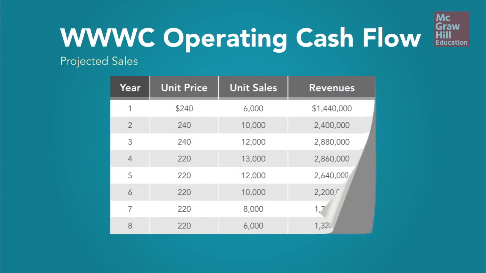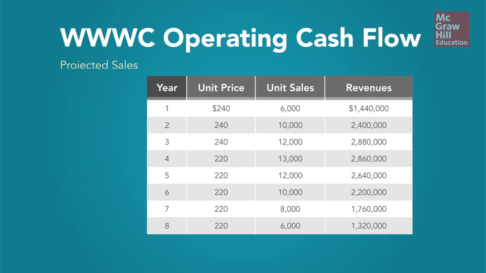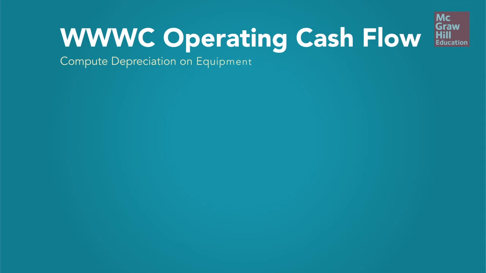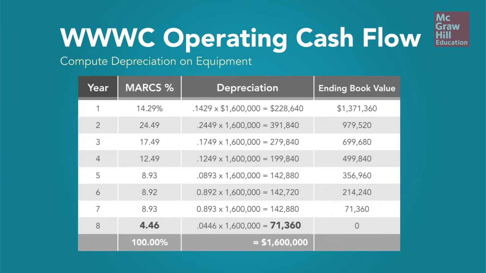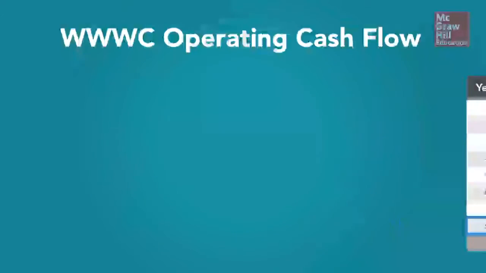First, let's calculate the expected revenues of the project. We calculate the revenues by multiplying the unit price by the expected unit sales per year. We also need to calculate the depreciation based upon the total equipment value needed for the project. Remember, the equipment cost was $1.6 million, and the equipment has a 7-year life. This means that the depreciation will actually occur over 8 years using MACRS.